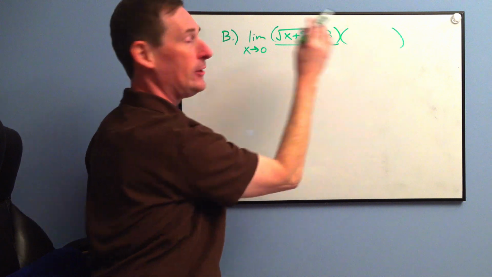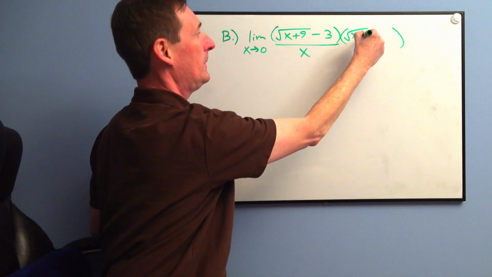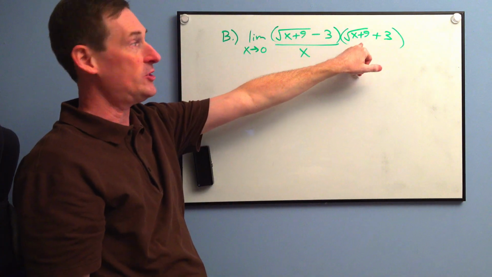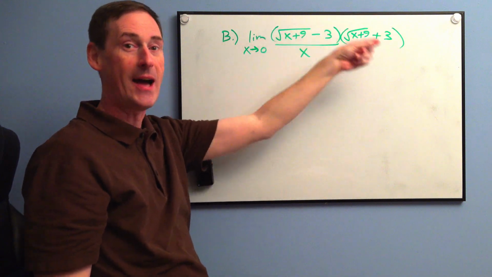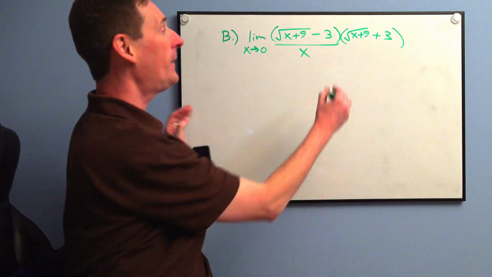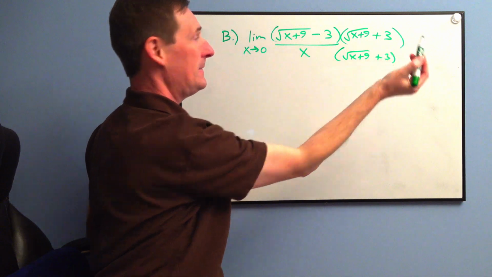So immediately I look at the square root, I see it's 2 terms, and I write the conjugate right next to it, which is the same square root, don't change the plus 9. Change the minus to a plus 3. That is the conjugate from pre-calculus. And if you do it to the top, you do it to the bottom. So now we put this down here.